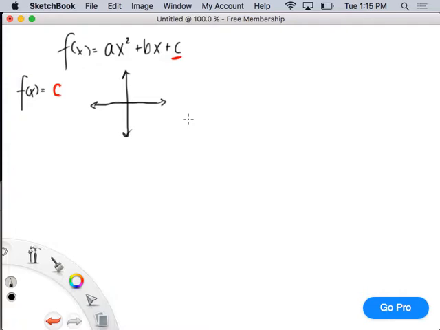Just a number like f of x equals 3. What would that look like? Straight down. A vertical? Yes.